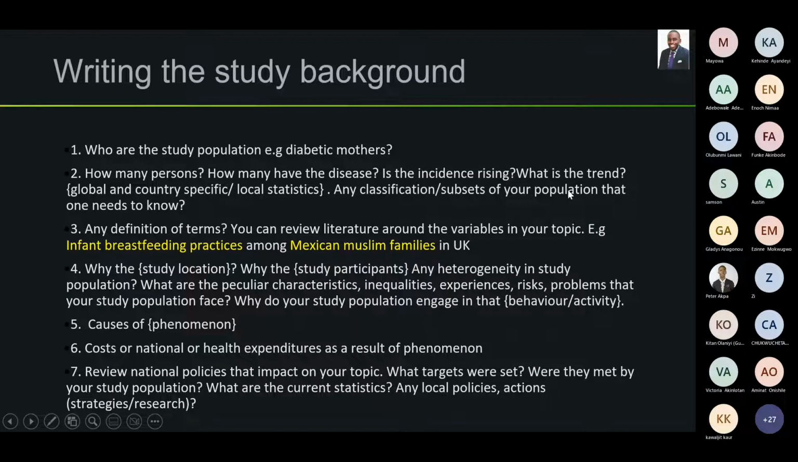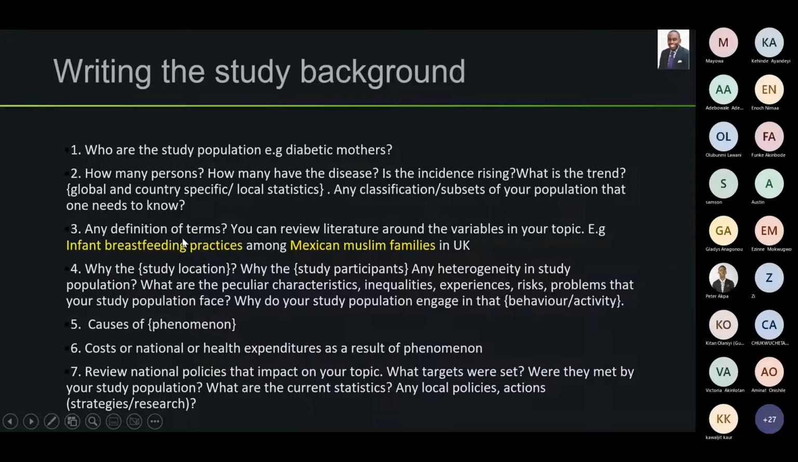Now, when I say subset of a population, for example, if you take something like Bradford, Bradford has so many ethnic groups, and if you want to talk about maybe something like obesity, which subset of your population are at most risk of obesity? Okay, so that's what I mean by subset of your population.